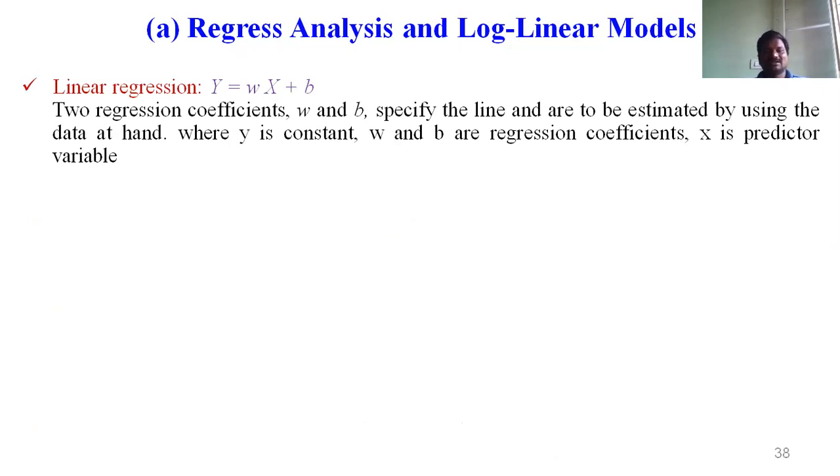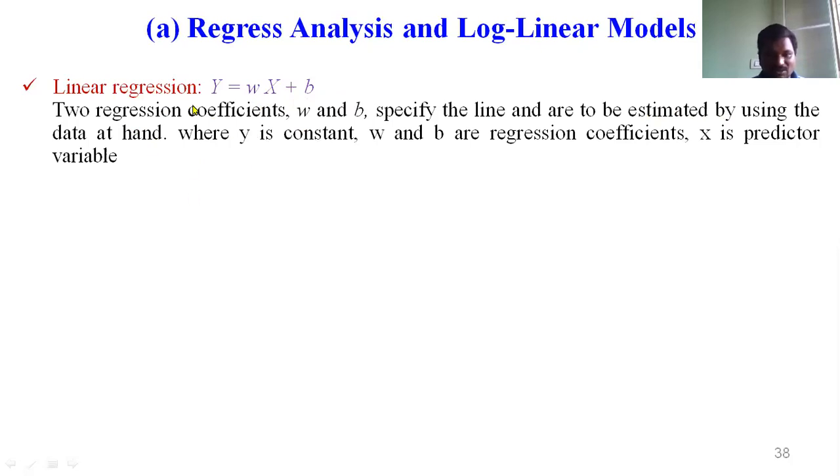What is regression here? What is the meaning of regression? Regression in the sense is fitting the line by using some functions, any functions. Here comes the linear regression. Linear regression is used for fitting the line y equal to mx plus c. Here y equal to w into x plus b, where w and b are constants. These two are the regression coefficients, w and b. They specify the line and are to be estimated by using the data at hand.